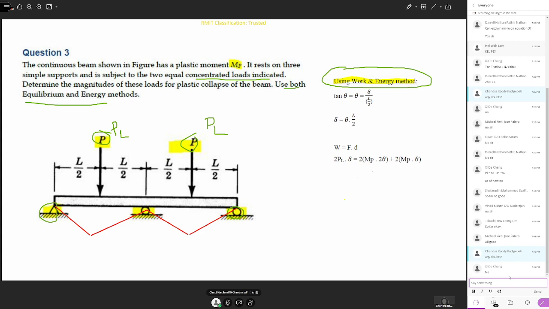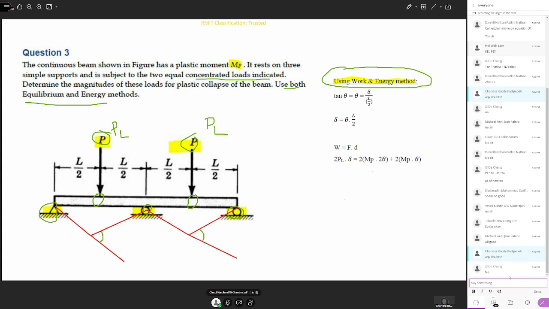Okay, so you can see, there is an example related to this type of question in the learning guide, so you guys can also look at that. There will be a plastic hinge here. So there will be a plastic hinge here. And of course there will be a plastic hinge here.